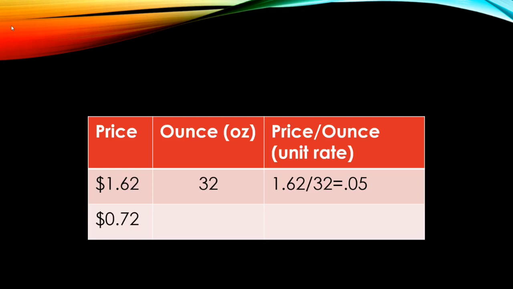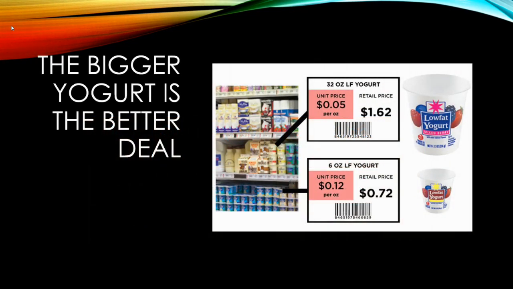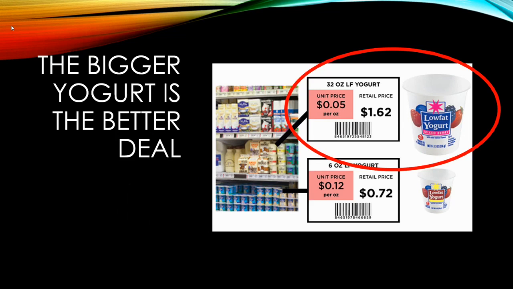The smaller yogurt is cheaper at 72 cents, but you only get 6 ounces of yogurt. So when we divide, each one of those ounces ends up costing 12 cents. Because of this, the bigger yogurt is the better deal. Every ounce in the bigger yogurt is cheaper than the ounces in the smaller yogurt.